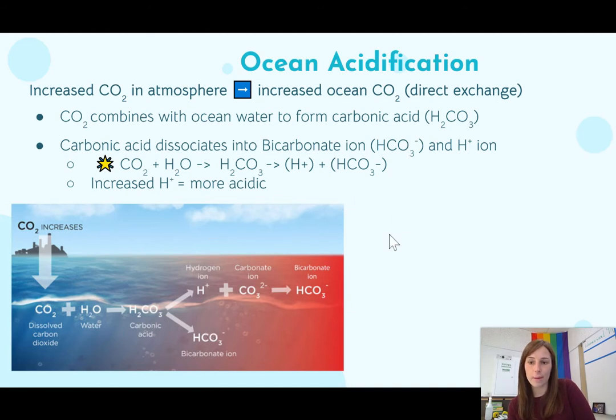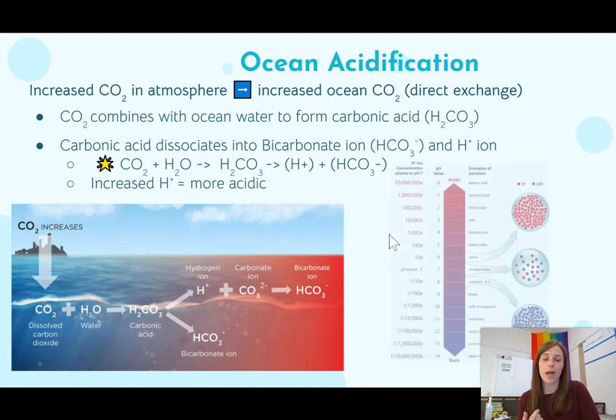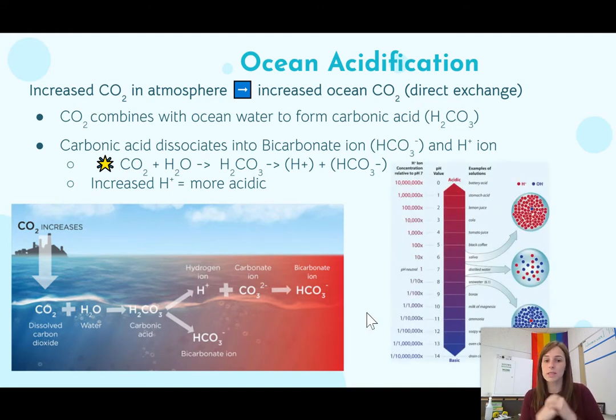Now, one of the things to remember is that pH just means your concentration of hydrogen. So to be more acidic means you have more hydrogen ions. As we are getting this carbon dioxide and this carbonic acid, which then pops off the hydrogen ion, this means that we're having more and more hydrogen ions in the water, which means the water is becoming more and more acidic.